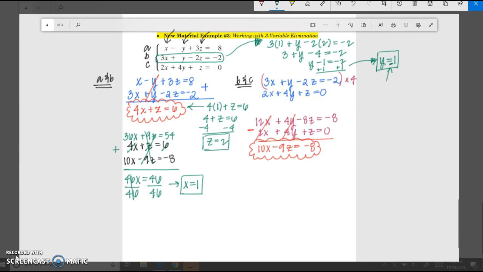What I want to do next is to write my solution as an ordered triple. So my x value is 1, my y value is negative 1, my z value is 2. So that's going to be my final answer for my ordered triple there.